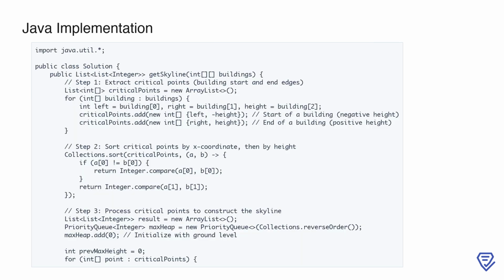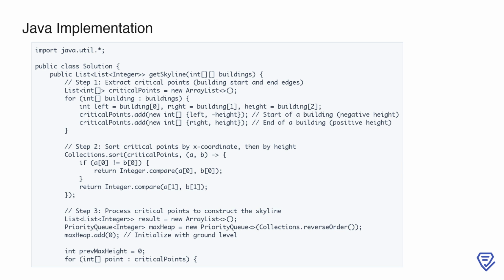To solve the skyline problem in Java, we start by defining the main method, getSkyline, which takes an array of buildings as input. The first step involves identifying the critical points, which are the start and end edges of each building. For the start edge, we use a negative height to differentiate it from the end edge, which has a positive height. This distinction helps us determine when a building begins or ends as we process the skyline.